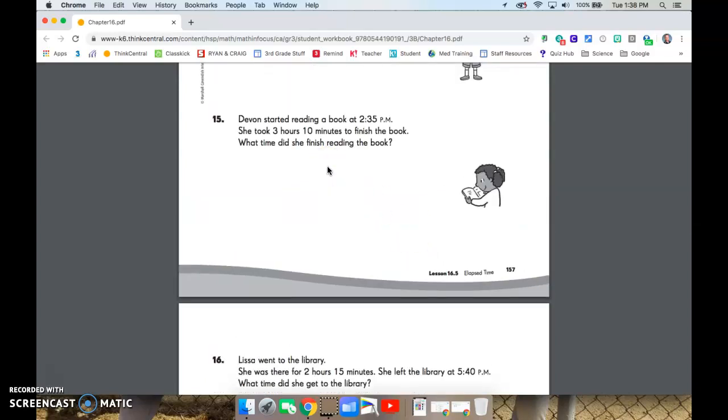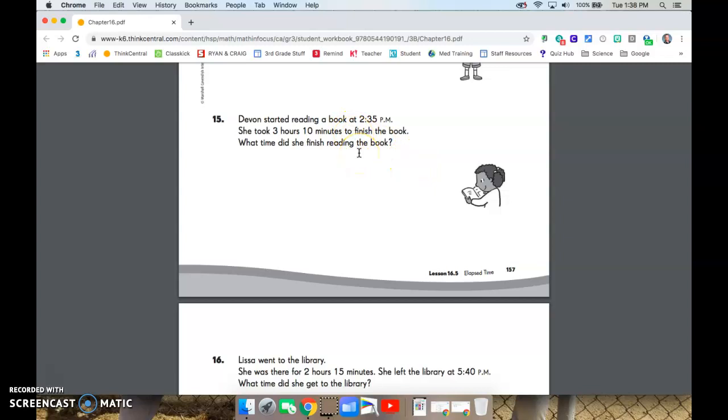Number 15. Devin started reading a book at 2:35 p.m. She took 3 hours and 10 minutes to finish the book. That's some speed reading. What time did she finish reading the book?